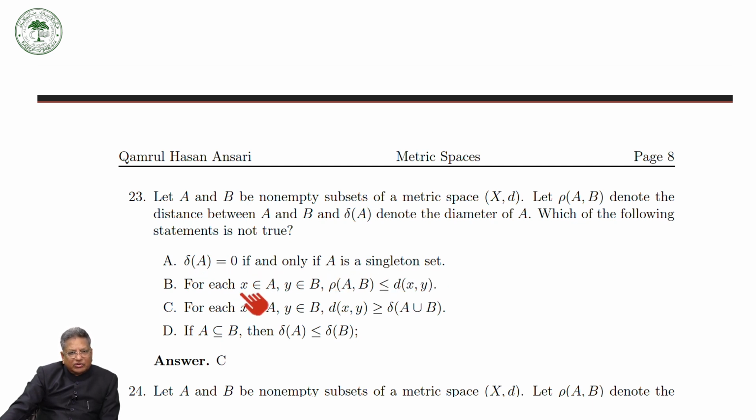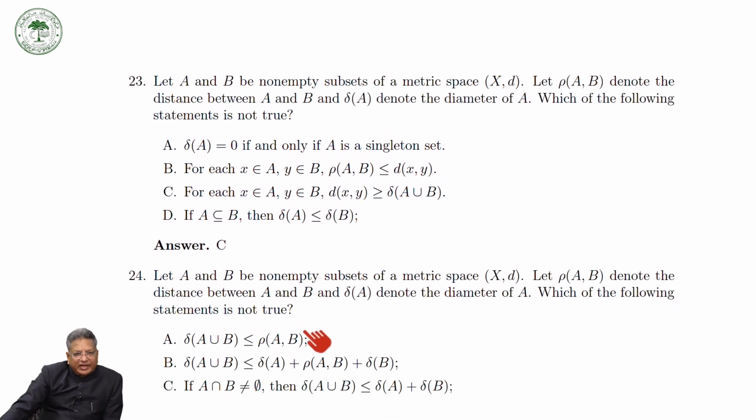I have already given you that the distance between A and B is always less than or equal to dxy for all x in A and y in B. We have already proved that if A is a subset of B, then the diameter of A is less than or equal to the diameter of B. So this we have already proved, but we have not proved this one. So this is the not true statement, because the rest of the statements are true.